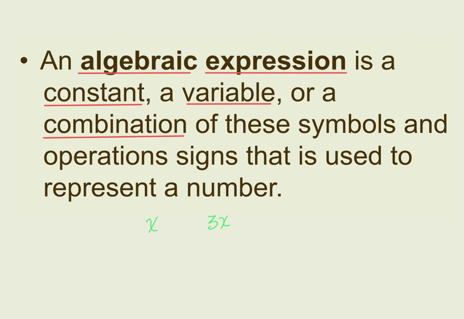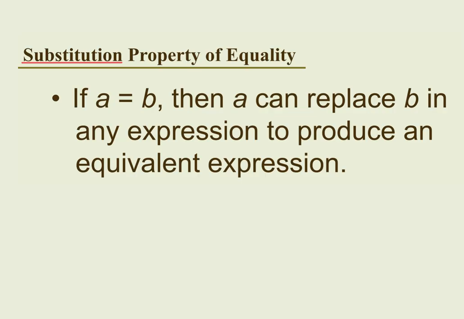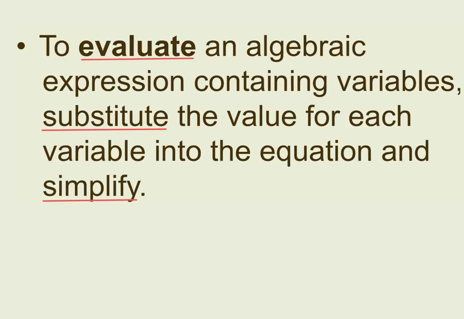You have some specific types of expression, and so you can simplify them when you use the substitution property. The substitution property says that if two things are equal, for example, A equals B, then A can replace B in any expression to produce an equivalent expression. We use the substitution property to help us evaluate algebraic expressions. Evaluate is when you have an algebraic expression that contains variables and you substitute the value for each variable into the equation so that you can simplify it.